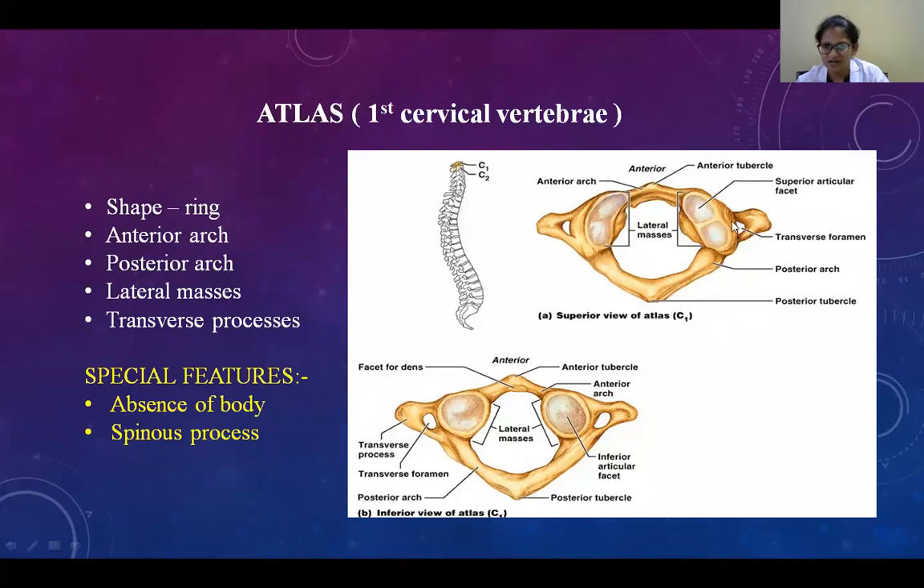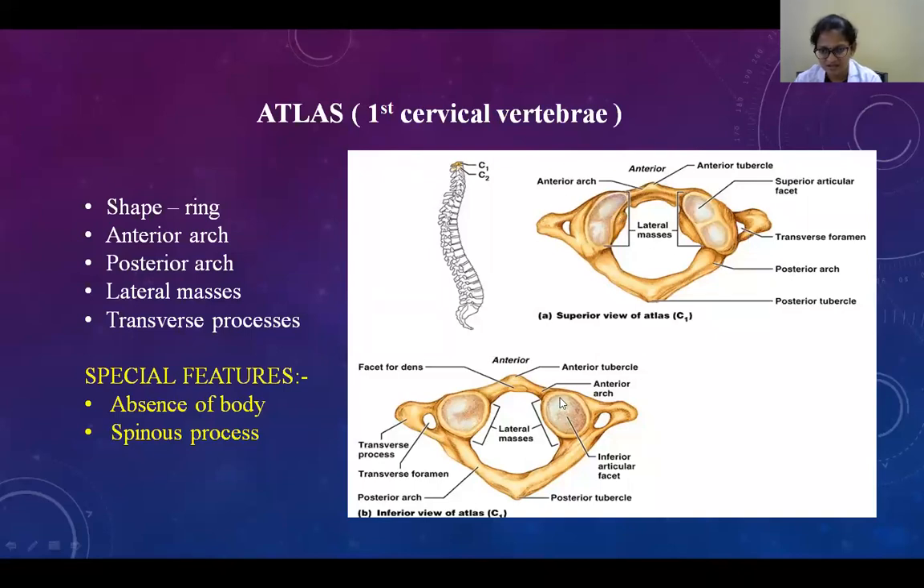The superior articular facets articulate with the occipital condyles of the occipital bone, which forms the atlanto-occipital joint. We already discussed this in the previous class. How is the atlanto-occipital joint formed? By the condyles of the occipital bone along with the superior articular facets of the atlas.